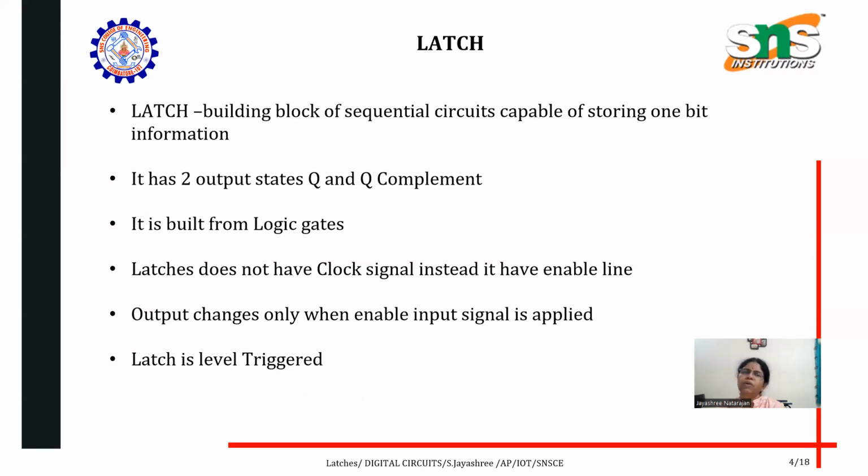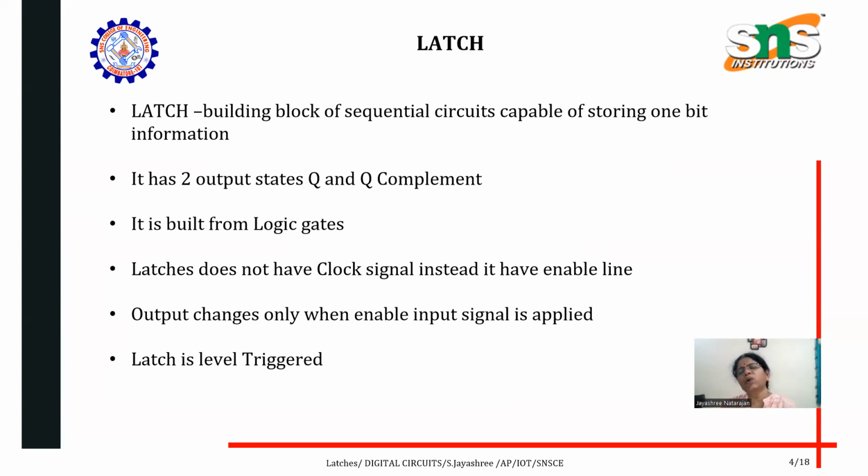Then what is a latch? A latch is a building block of sequential circuits capable of storing one bit of information. It has two output states, Q and Q complement, which we call Q bar. There are two inputs. It is built from logic gates. Logic gates are the basic unit of a latch.